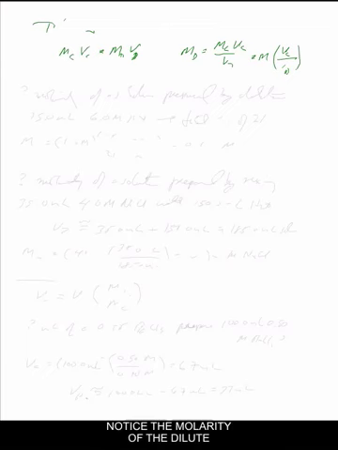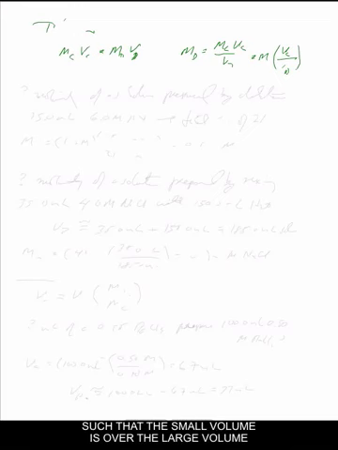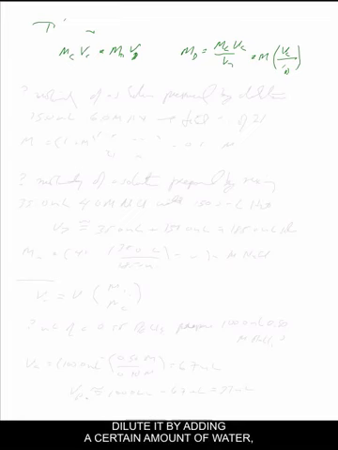Notice the molarity of the dilute is always less than the molarity of the concentrated, and therefore the ratio of volumes would have to be written such that the small volume is over the large volume, because otherwise your M sub D would come out larger than the M sub C, and you clearly can't have that. The ratio V sub C over V sub D must be less than 1. So these are very common kinds of problems where you take a certain volume of a solution, dilute it by adding a certain amount of water, and we want to know what the molarity of the new solution is.